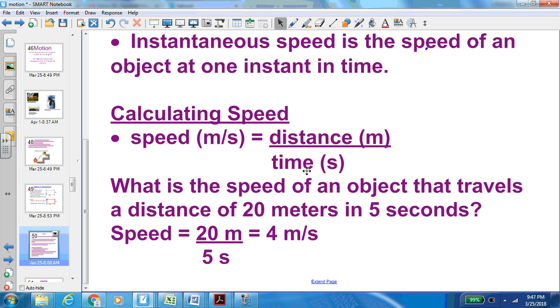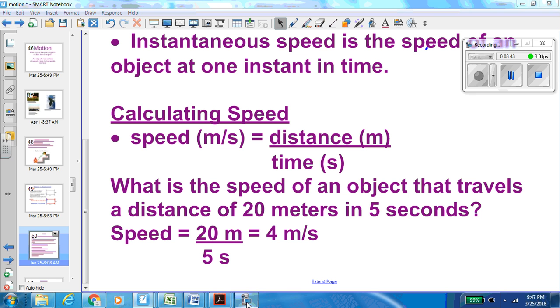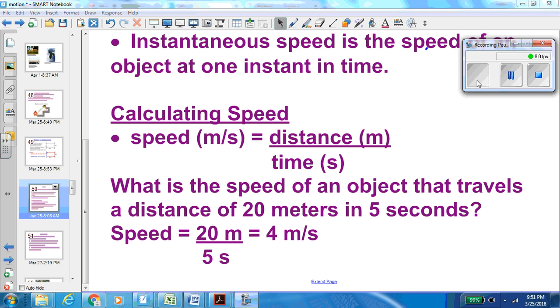What is the speed of an object that travels a distance of 20 meters in 5 seconds? Well, we would simply divide the distance traveled, which is 20 meters, by the time it took, 5 seconds. Divide those numbers, and we would get 4 meters per second as our average speed for this particular object. By using this formula, you could rearrange these variables and also solve for distance and time. But this is the formula that we would use for calculating speed.